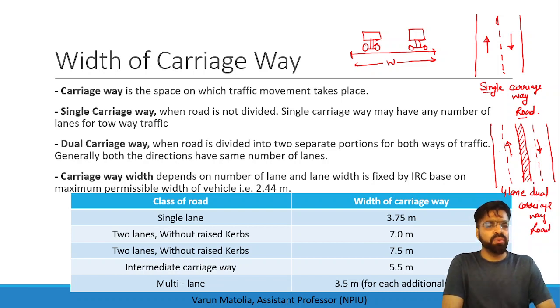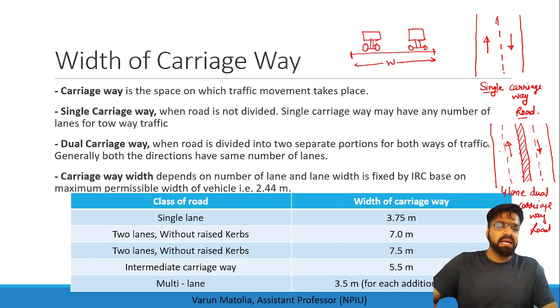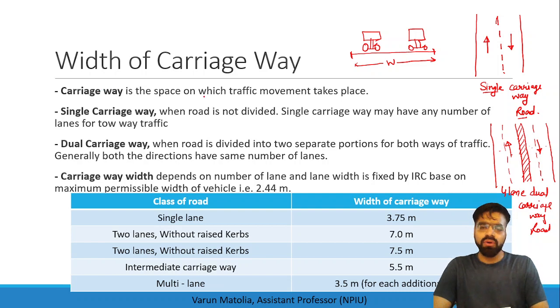4-lane dual carriageway road. So this is how we define how the carriageway or the road will be labeled. Here, single carriageway road, we know if it is not divided. Dual carriageway road, we know if it is divided, then it will be dual carriageway.